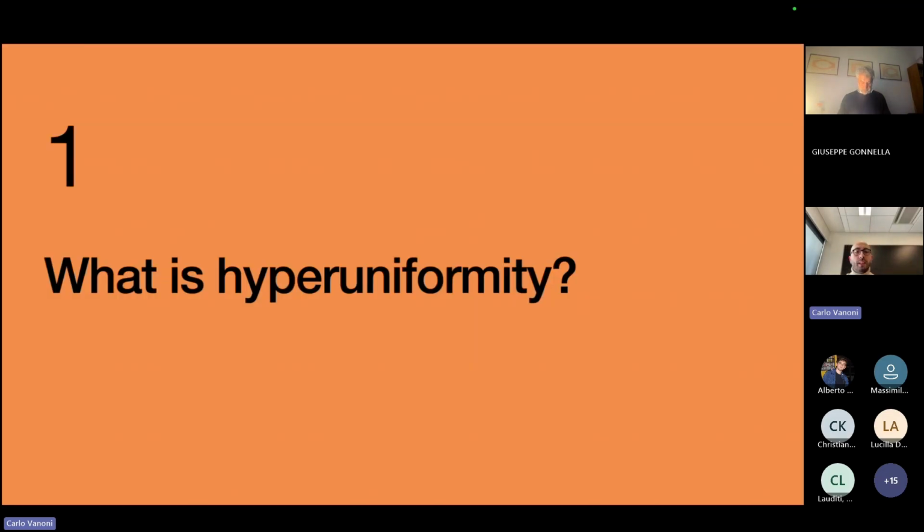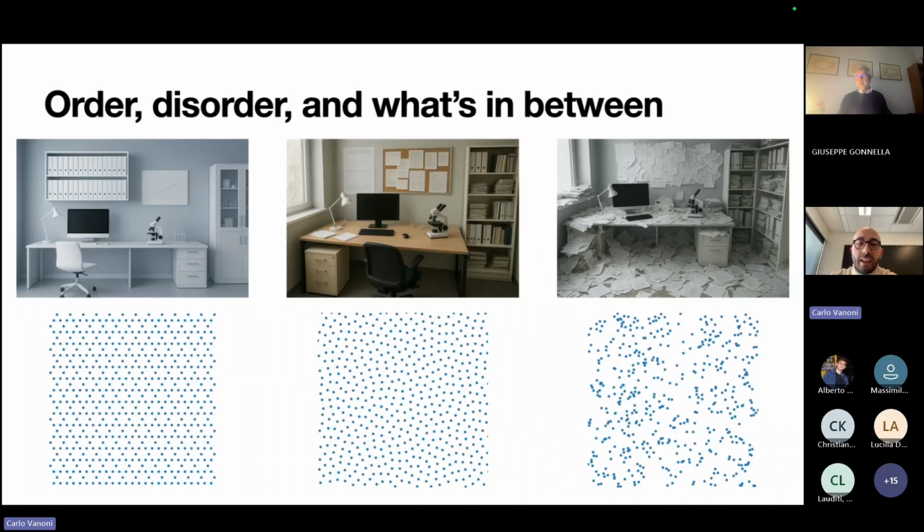So what is hyperuniformity? Hyperuniformity is basically a way of classifying how ordered your office is. If you have an office like the one on the left, very clean, no sheets of paper around, then the point pattern configurations that would represent this office is like a crystal, like the one that you see below. If instead you go to the far right and you have papers everywhere, the point configurations that would correspond to this disorder would be, for example, a Poisson point process. So no correlation between the points.